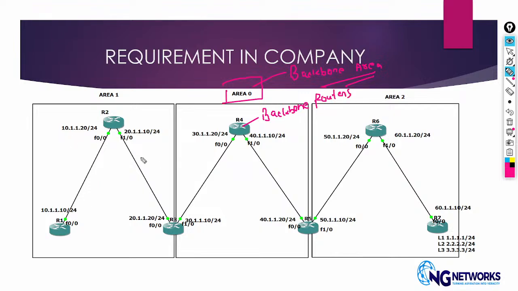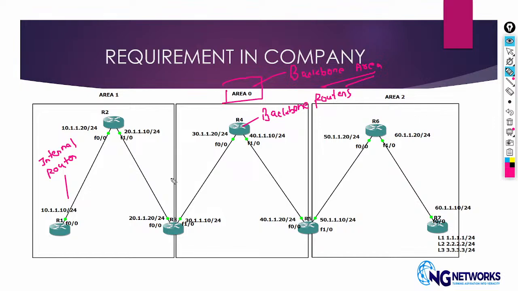Whereas the routers inside any area will be known as internal routers. Like R1 is an internal router, R2 is an internal router, R3 is an internal router of area 1. Whereas R4, R3 and R5 are internal routers of area 0. And R6, R5 and R7 are internal routers of area 2.